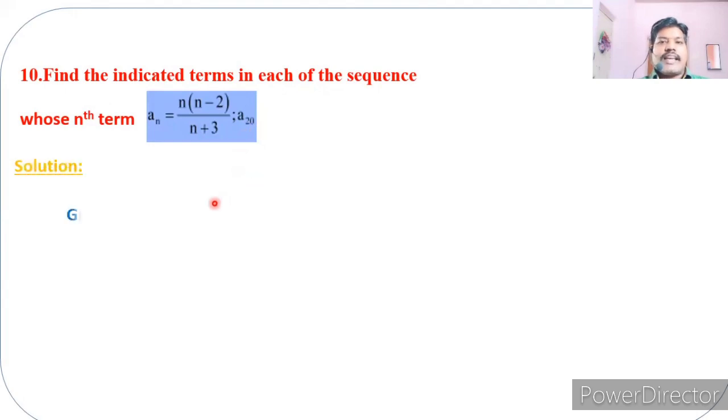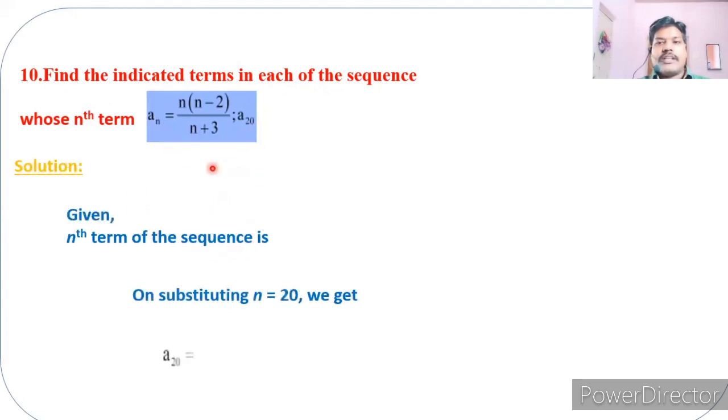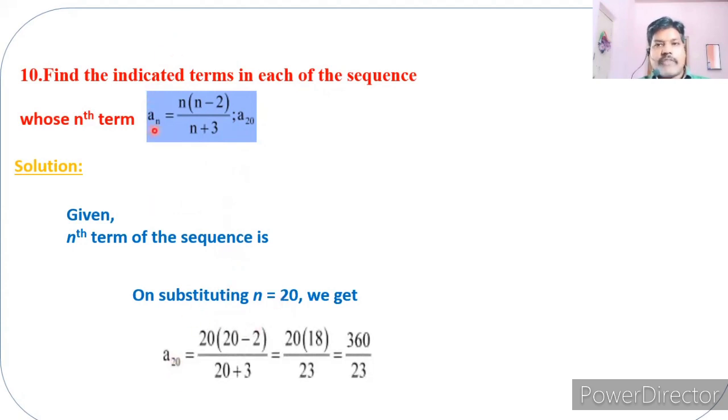Just take the nth term, which is already given. On substituting n is equal to 20 in the nth term, what will you get? A20, and in the place of n, just replace 20. So that is 20 into 20 minus 2 by 20 plus 3. That is nothing but 20 minus 2, which is 18, by 23. Just multiply with 20. So that value is nothing but 360 by 23.